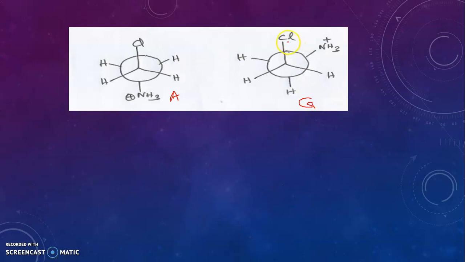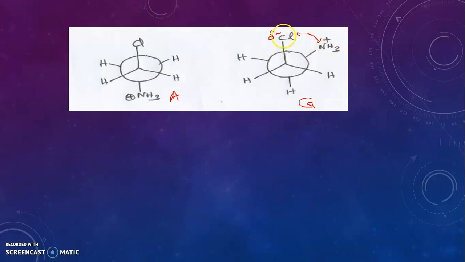In gauche conformation, chlorine and the NH3 plus exist with a dihedral angle of 60 degrees. And you know very well, chlorine is attached to carbon here. Since the electronegativity of chlorine is high, chlorine gets a partial negative charge. Now this chlorine has a partial negative charge and the NH3 plus has a positive charge. So between these two, since the charges are opposite, there will be an attraction. Ion dipole attraction, I can say like that.